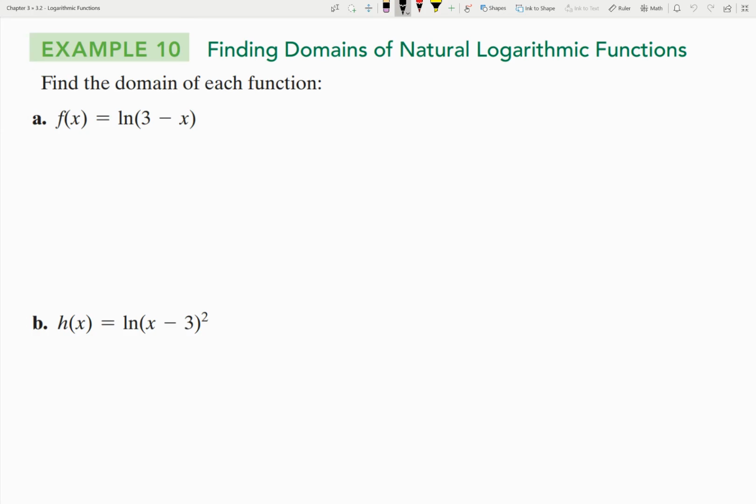So again, you want to know the domain of this natural logarithm. It is everywhere that the inside of the logarithm is greater than 0. Just be careful with this, because as you multiply both sides of an inequality by a negative number, you must reverse the sense of the inequality. Therefore, the domain of this function is from negative infinity to 3.